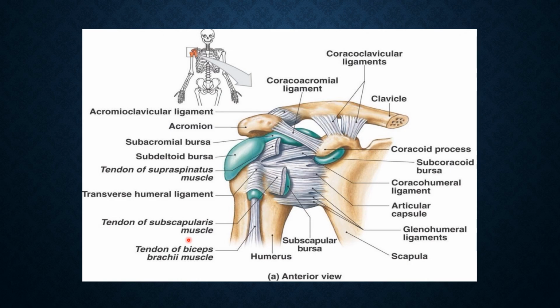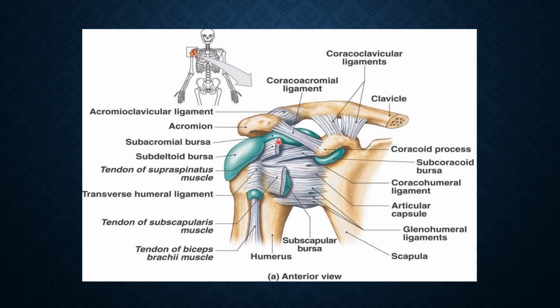We have subdeltoid bursa, subacromial bursa, subcoracoid bursa, subscapular bursa, right? We are not going to study all the bursa here. We are going to study just two bursa, that is subacromial bursa and subscapular bursa. These are clinically important because you will study later. I will tell you in the clinical that there is subacromial bursitis, that is inflammation of the subacromial bursa.